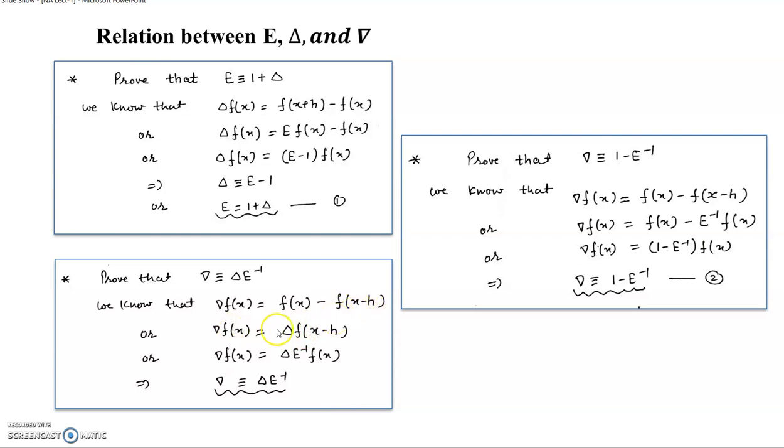So now from here, this delta f(x-h) can be written as delta E^(-1) f(x), like we did here in this term. So nabla is equivalent to delta E^(-1). Here we have these three relations, and this first one is very important. Remember this relation, E equivalent to 1 plus delta, very important. We'll use this result in our next examples or results.